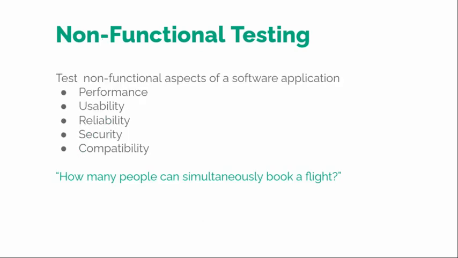Whereas non-functional testing is testing the aspects of the software. These are basically the architectural aspects of the software. We can say the abilities of the software, where we check the performance, usability, reliability, security, and compatibility. So how many people can simultaneously book a flight? Here we are talking about how the system can scale, how the system can handle the load, the parallel usage of the system.